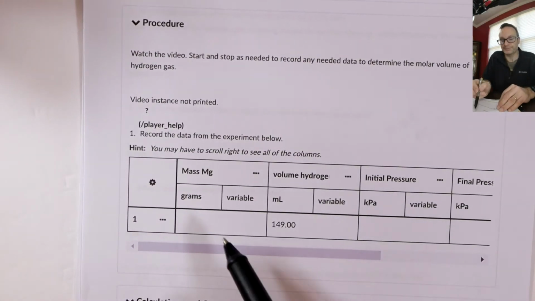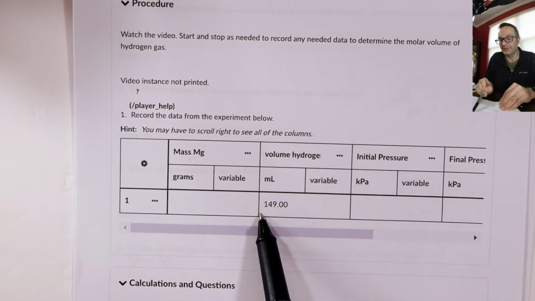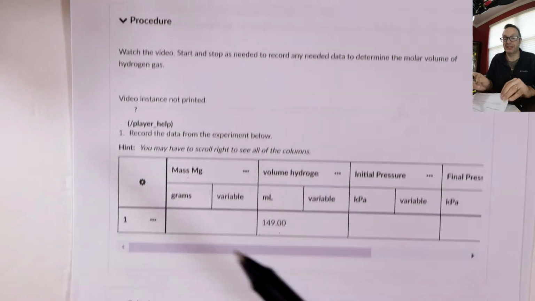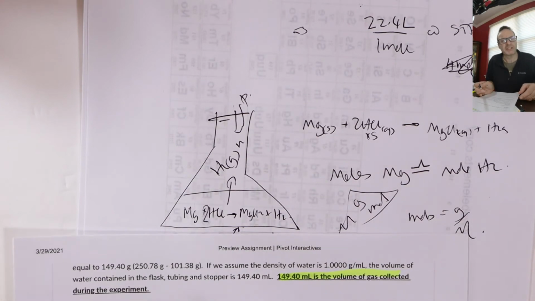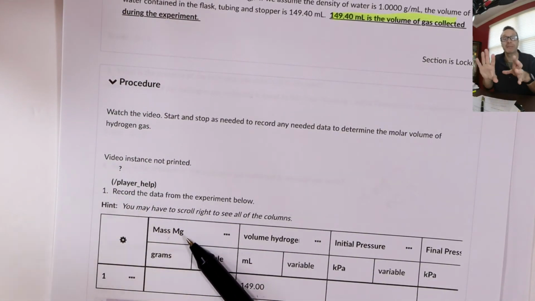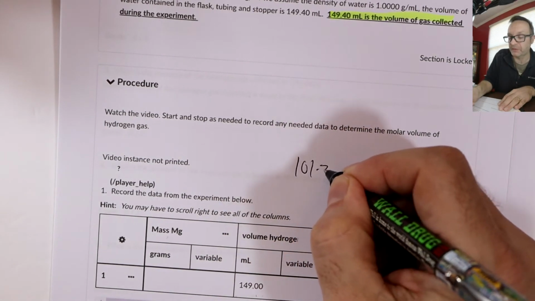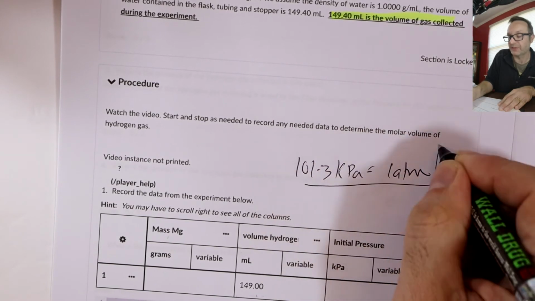So let's look here. Mass of magnesium, fair enough. Volume of hydrogen is the number we had. Then initial pressure, and this is where it's interesting because there's a pressure probe here. So record the initial pressure, which is going to be right around atmospheric pressure, remember 101.3, let me write that down, 101.3 kPa equals 1 atmosphere. You're going to need that conversion later.